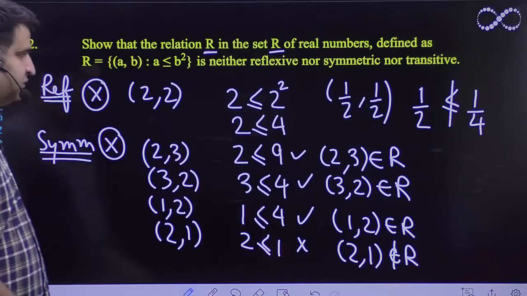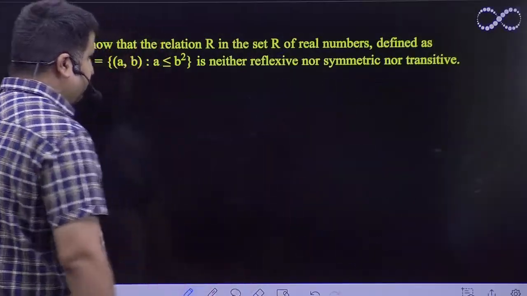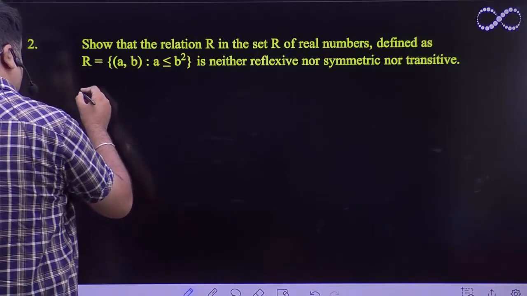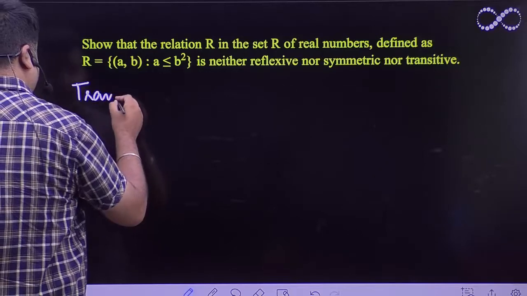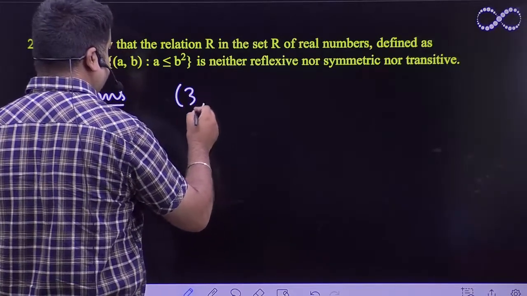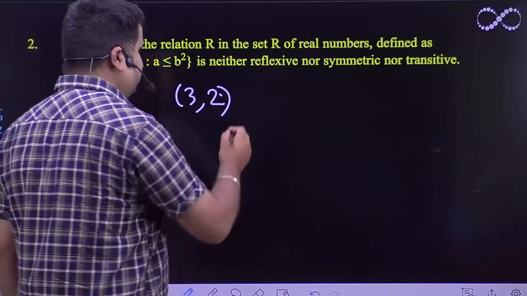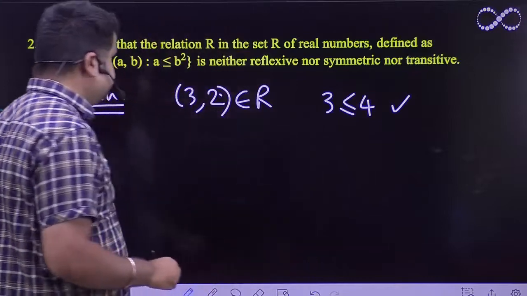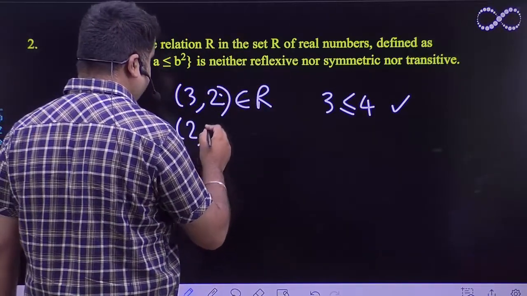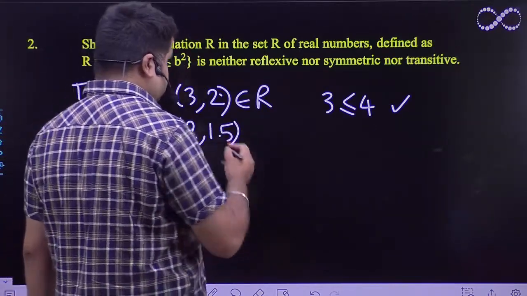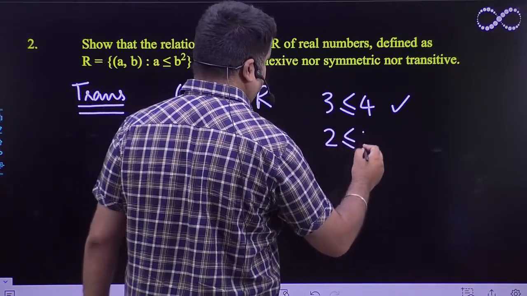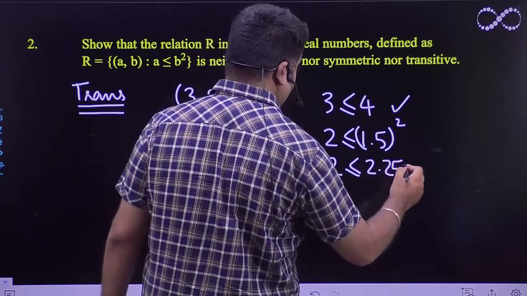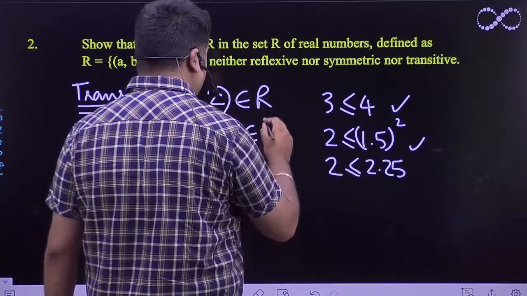Now we'll check for the transitive property. So I'm going to clear the screen for that. For the transitive property, let's suppose we have (3, 2). This will belong to R since 3 is less than or equal to 4. So this is true. Next, let's suppose we have (2, 1.5). We check if 2 is less than or equal to 1.5 square, which is 2.25, which is also true. Therefore (2, 1.5) also belongs to R.